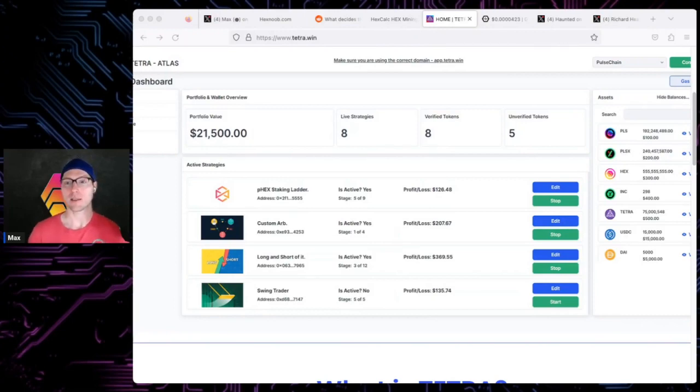So again, you don't need the Tetra token to deploy strategies and all this stuff. You don't need the Tetra token at all to use the platform. It is purely for a revenue sharing model that you can opt into. So that kind of begs the question, well, how much will it be? Well, it depends on how popular the platform is.